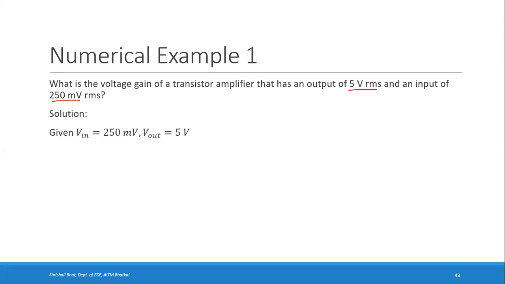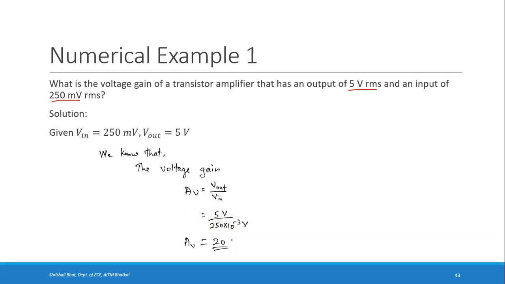We know the gain is given by output voltage divided by input voltage. You can write it as V out divided by V in. In this case, V out is 5 volts and V in is 250 millivolts, that is 250 into 10 raised to minus 3 volts. So if you divide this, you'll get a gain of 20.